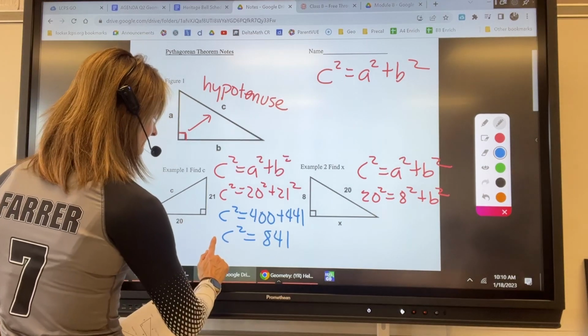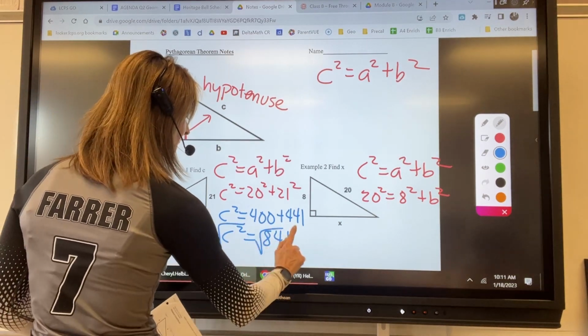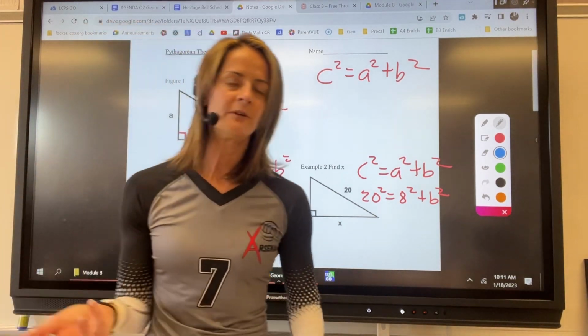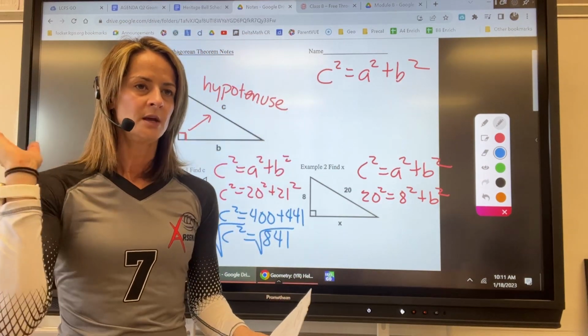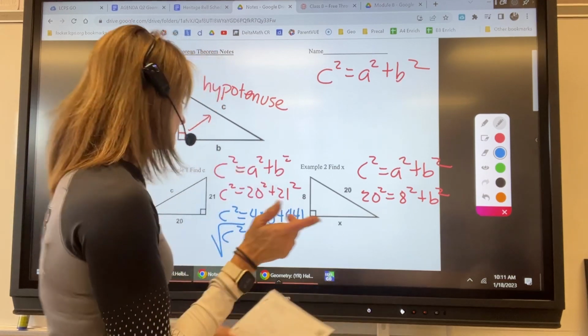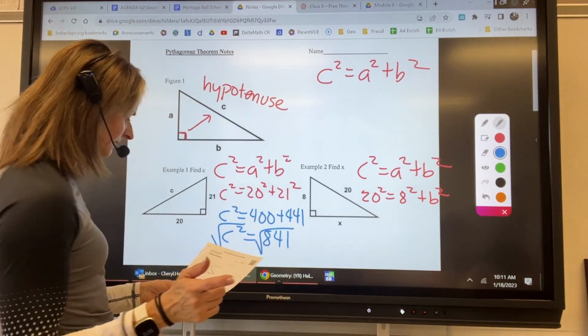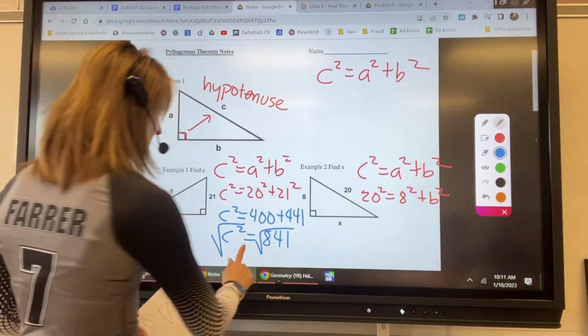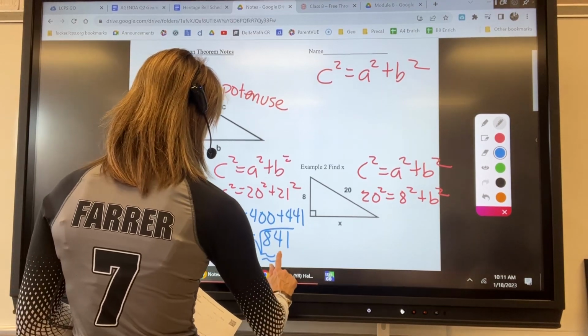And then to find c, we have to take the square root of both sides. Now we know how to simplify radicals, so we want to not write this as a decimal like we did before, and we are going to be simplifying radicals. In this case, is this a perfect square? The square root of 841 is 29, so we'll leave it as 29.